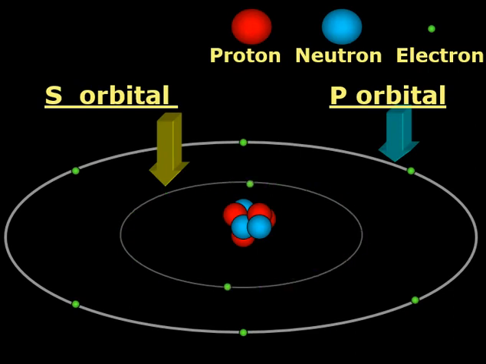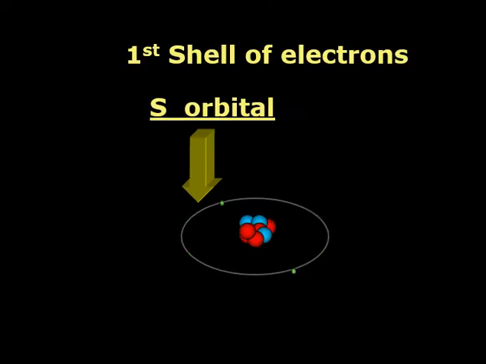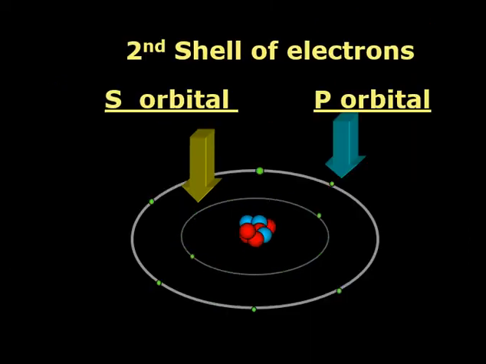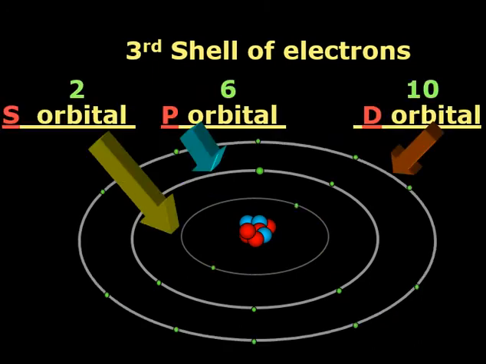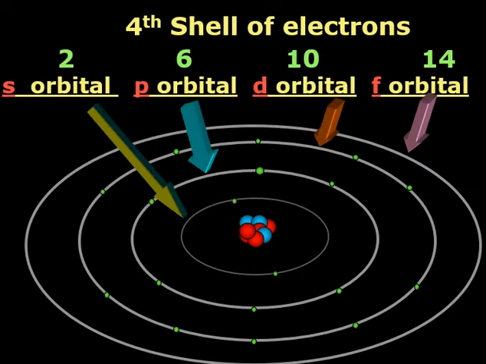Looking here at the structure of the orbitals, the electrons are revolving in the s orbital. Similarly, in the p orbital, the electrons revolve around the nucleus. The s orbital contains 2 electrons, p has a maximum of 6 electrons, d contains 10, while the f orbital has 14 electrons.